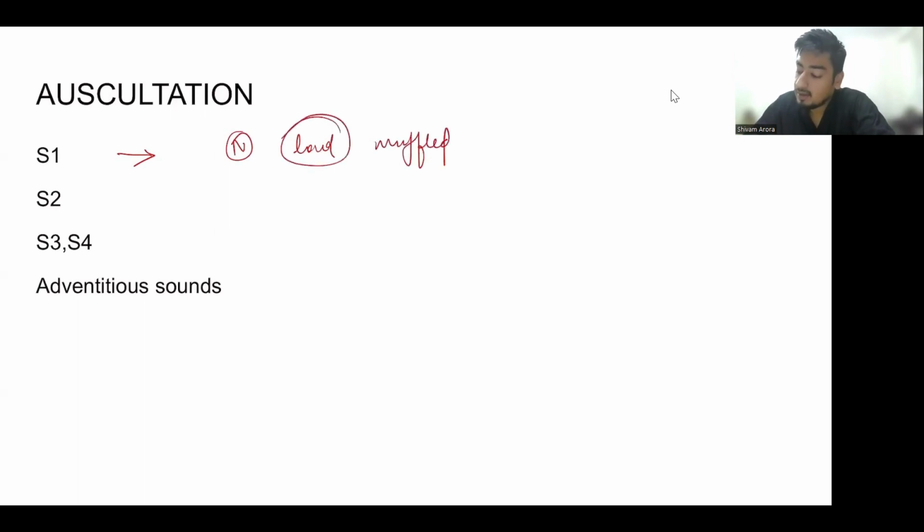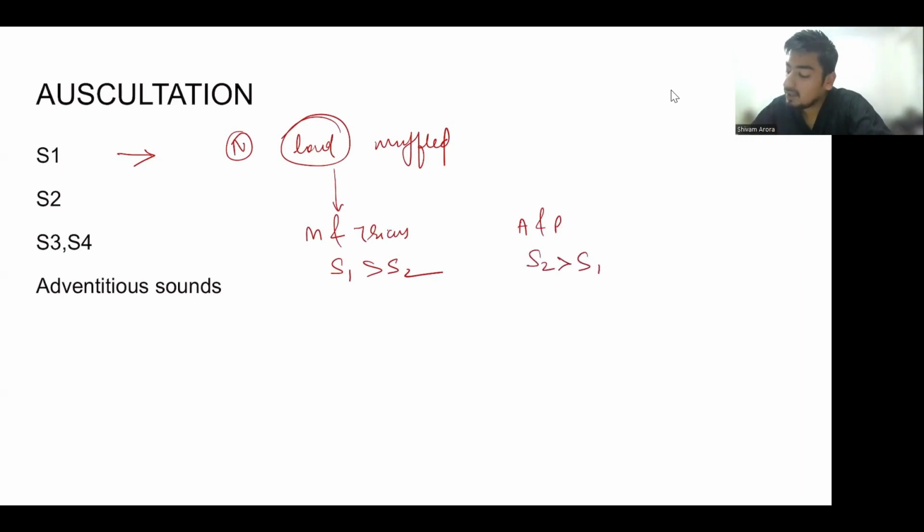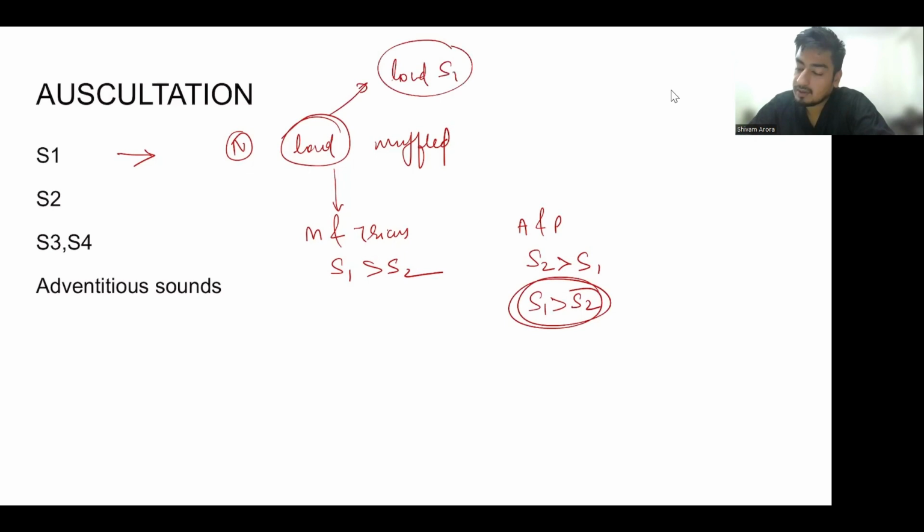So how can we say that S1 is loud? Generally in mitral and tricuspid areas, S1 is louder than S2. In aortic and pulmonary areas, S2 is louder than S1. Now suppose in aortic and pulmonary areas also, S1 is louder than S2, then we call it loud S1. Causes of loud S1 are tachycardia, short PR, or severe non-calcified MS.